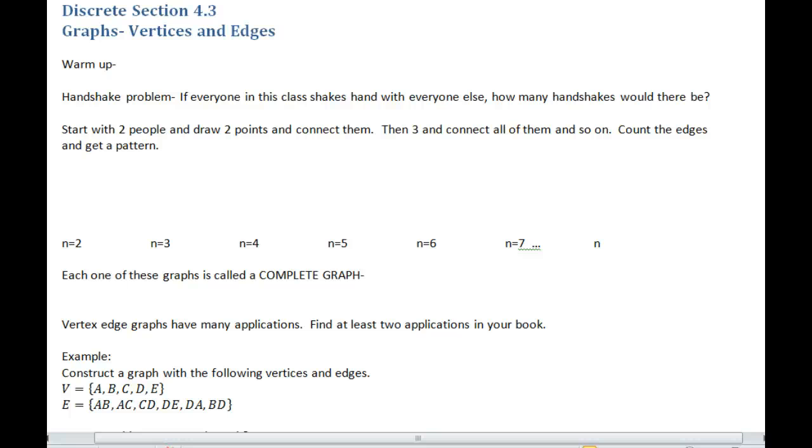Hi, this is Discrete, section 4.3. We're going to deal with graphs and their vertices and edges.